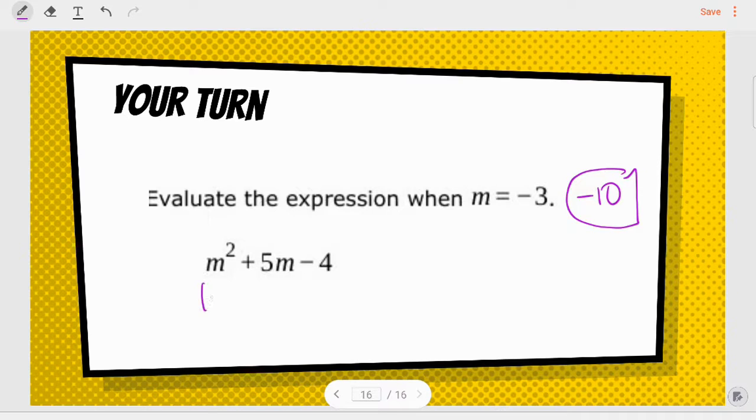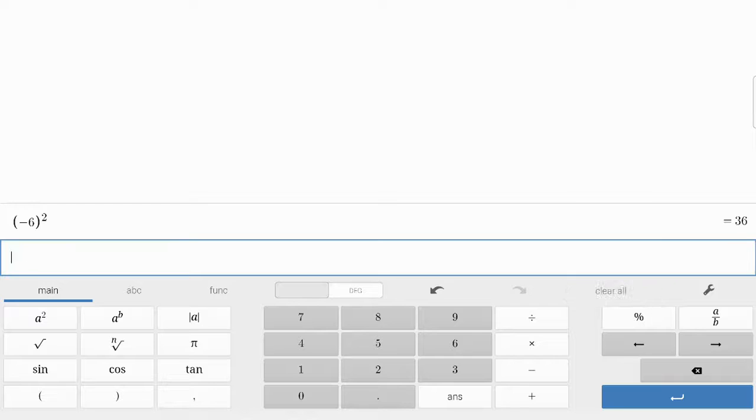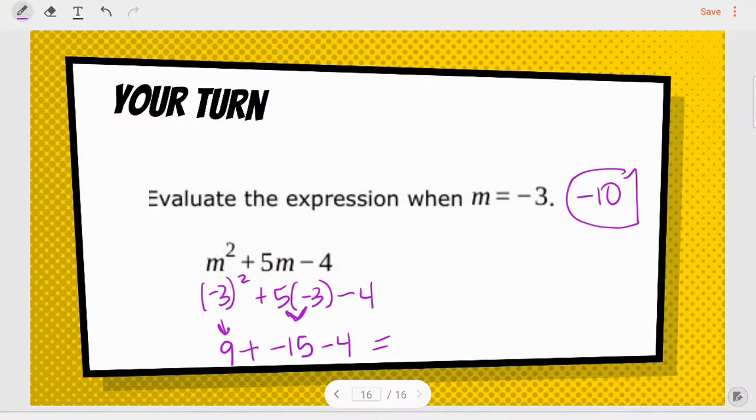m is equal to -3, so parentheses, -3, squared, plus 5, parentheses, -3, replacing that, minus 4. When I simplify, I should get positive 9, because a negative times a negative is a positive, plus -15. Negative times a positive is a negative, minus 4. And when I type that all in, 9 plus -15, which is the same thing as minusing 15, minus 4, gives me a grand total of -10. And there we go. There's my answer.